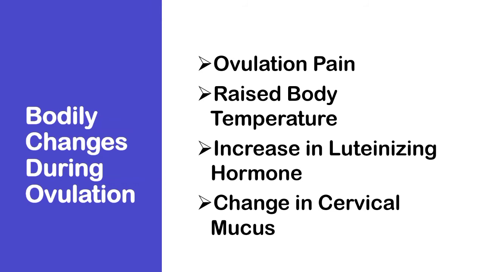Raised body temperature. It is known that whenever a woman ovulates, there is an increase in basal body temperature of about 0.5 to 1 degree centigrade. So if you want to monitor your ovulation and you're having irregular cycle, you may want to get a thermometer and begin to check your temperature every morning. So whenever you have a spike or an increase in temperature, then it may be a pointer to the fact that you may be ovulating.